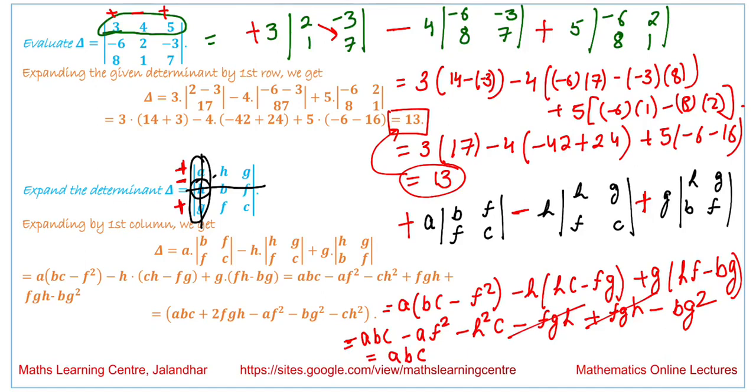These values over here are not getting cancelled. This is a plus sign over here, so these two values will become plus 2 times FGH. Then it is minus AF square minus H square C minus BG square. So this is the value of this determinant.